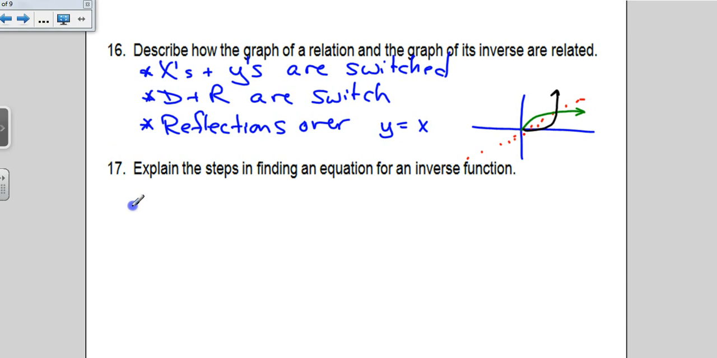Okay, the steps for finding inverse. First, we're going to switch the x and y. And once you switch the x and y, then your last task is to solve for y. And if you want to be really fancy, instead of writing y equals at the end, you could write f to the -1 of x. That concludes our lesson on 7.4.